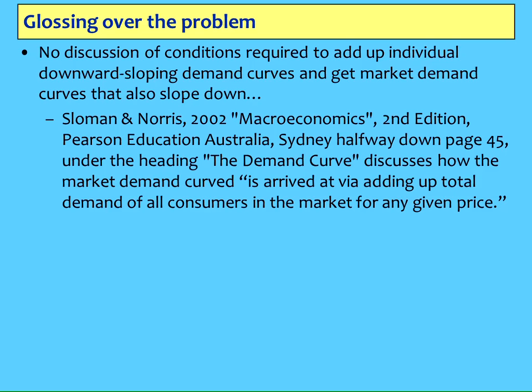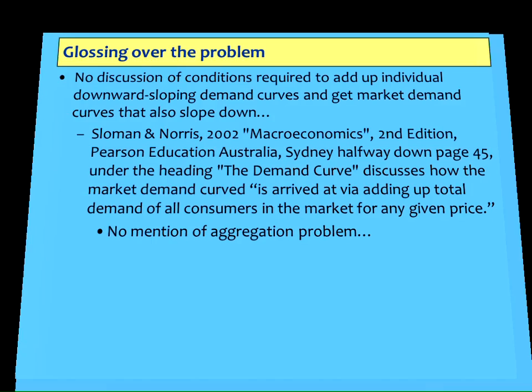But down on page 45, the demand curve, talking about how you get the market demand curve, you add up total demand of all consumers in the market for any given price, which implies you can do a horizontal aggregation, which is ignoring the impact of the price changes varying the incomes at the aggregate level. No mention of the problem at all at that level.